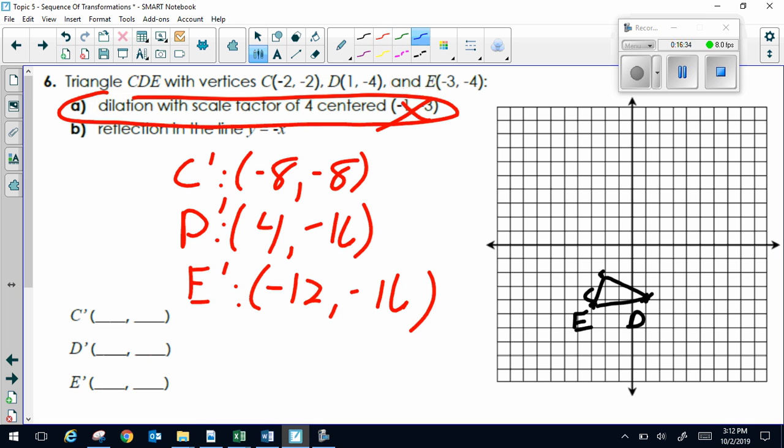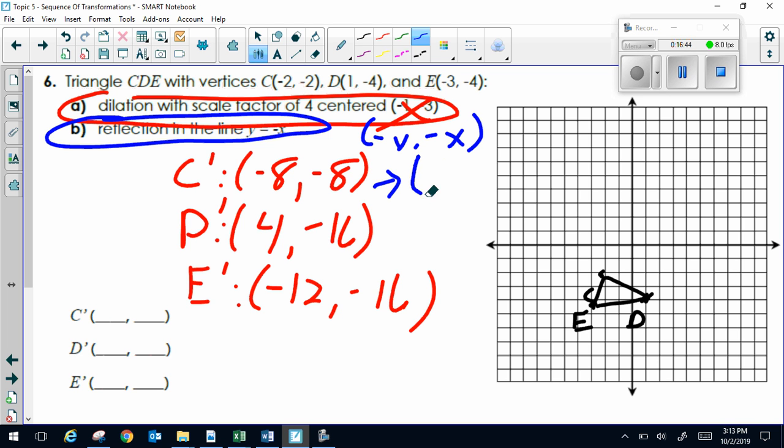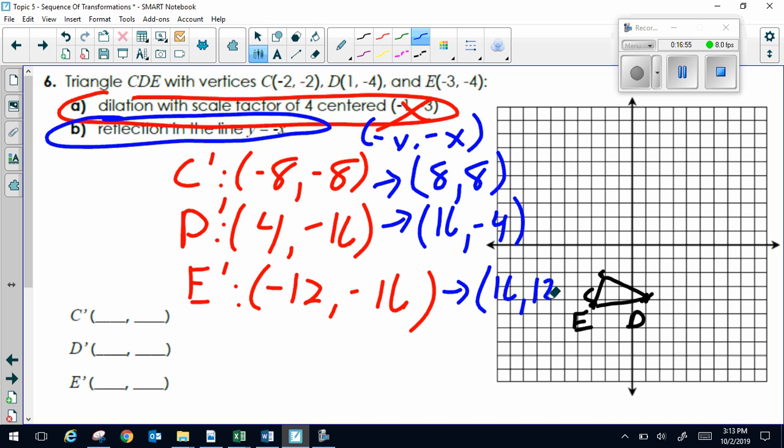Then we're going to reflect this over the line y equals -x. Remember the rule for that is they switch and both their signs switch. So this would now become 8, comma 8. This now would become positive 16, -4. And this one would become positive 16, positive 12. These are your final answers.